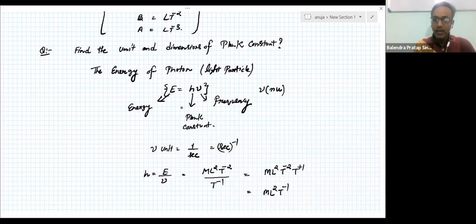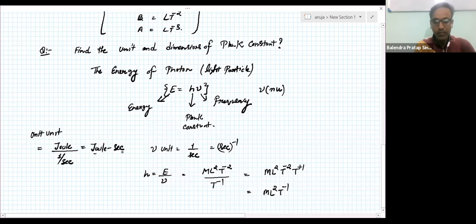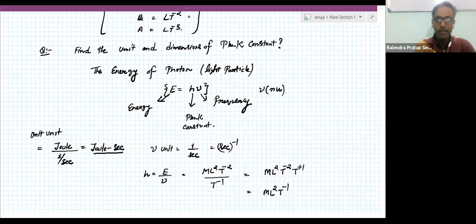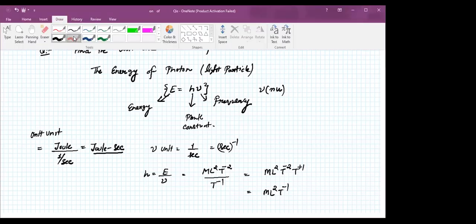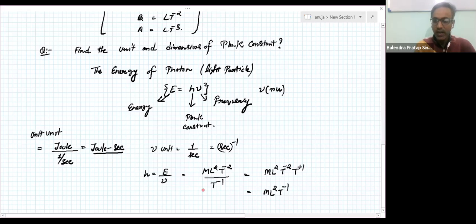And you can also ask for the unit of this Planck constant. The unit of energy is joule, and frequency is 1 upon second. So the unit of Planck constant is joule second. This is the SI unit for Planck constant, and this is our dimension formula, M L square T minus 1.